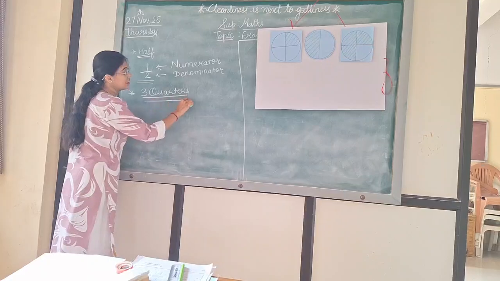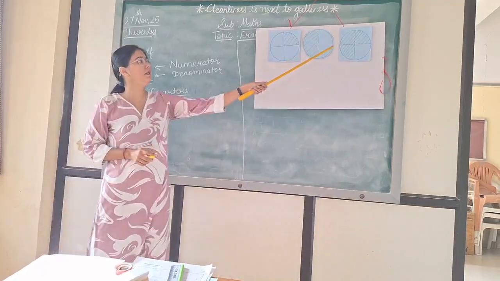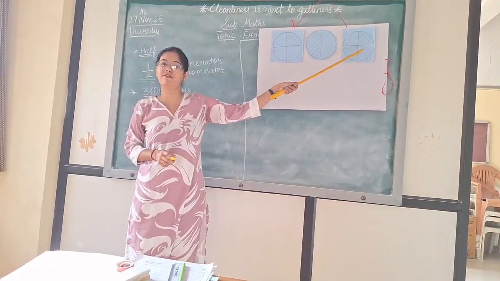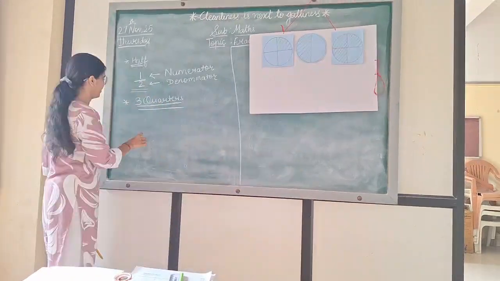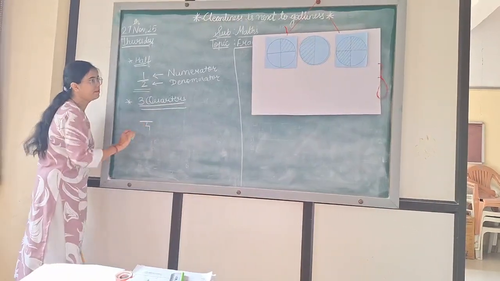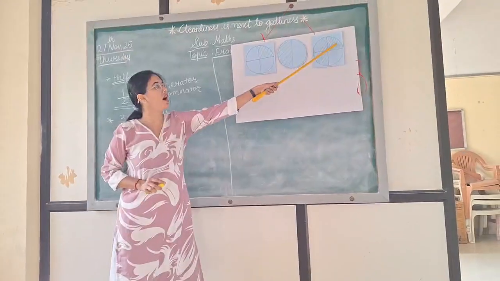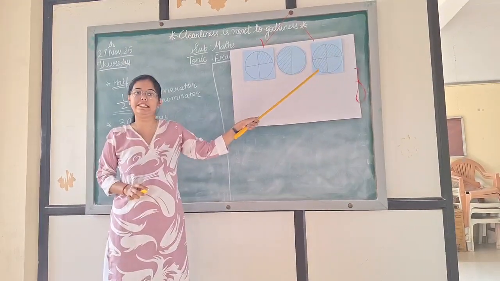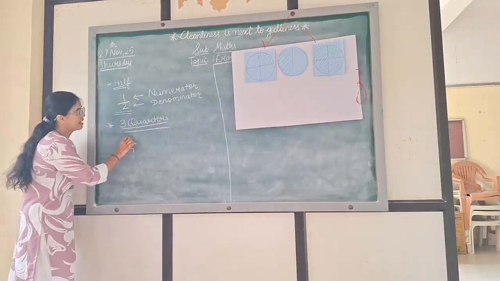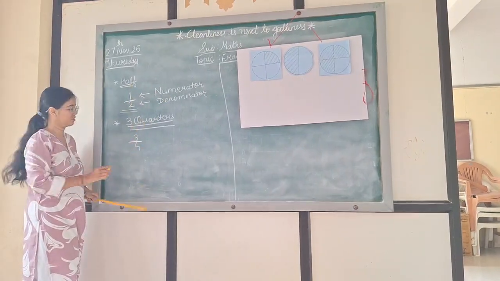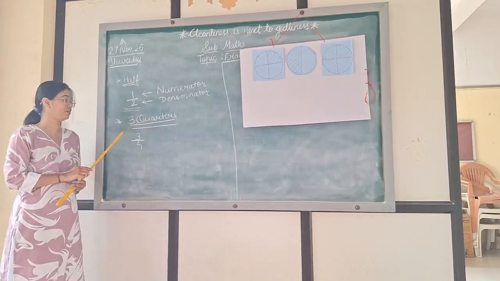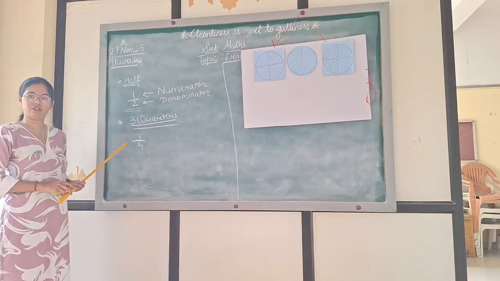That is known as 3/4. So help me to find the fraction for this. How many total parts are there? 4. Correct. And how many parts have we selected? 1, 2 and 3. So that we always write above the line, in the numerator's place. Okay, so this becomes the fraction 3/4.